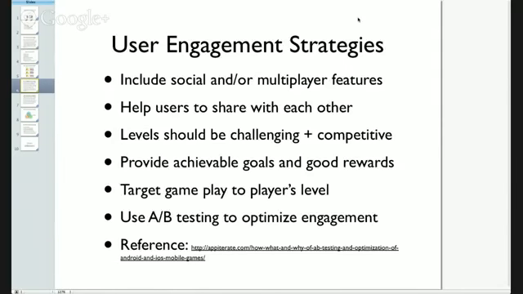And so, you know, I was working on this presentation, and then I started thinking about Zombieville, and I ended up playing it for like 30 minutes.